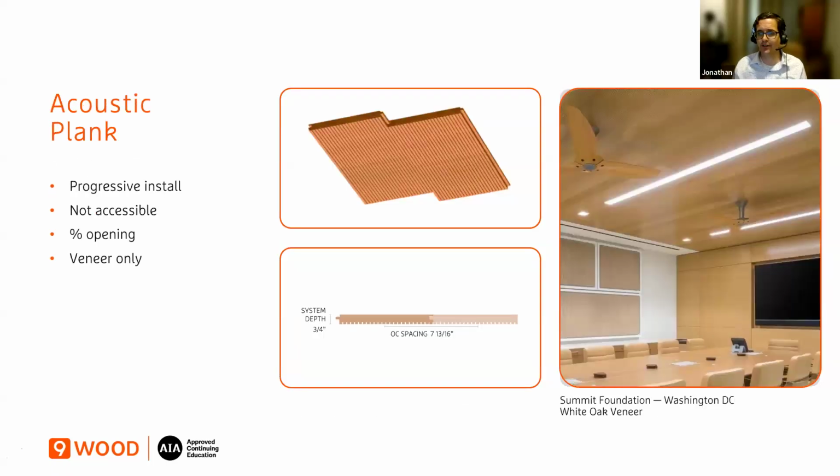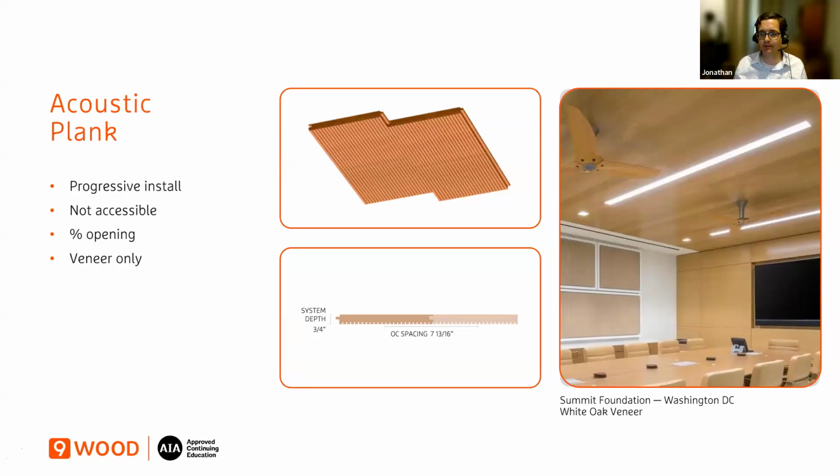Acoustic plank provides a really unique kind of curve reveal linear look. It is progressively installed, kind of like wood flooring, but in a ceiling application, which means it's not accessible. So if you do need access in any form, this is not the right solution for a project.